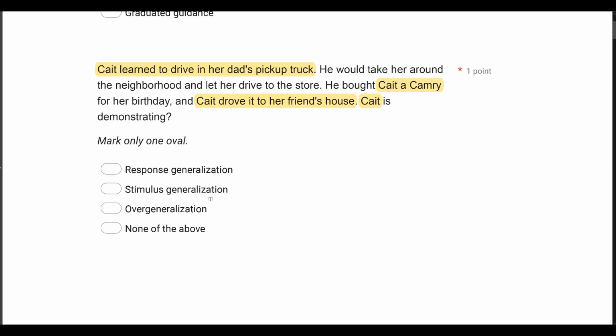She's not overgeneralizing. Overgeneralizing occurs when generalization is happening too often in inappropriate times. It's good that Kate's been able to generalize driving from the pickup truck into her Camry. This means she can drive multiple vehicles. And then D, none of the above. Well, Kate is demonstrating stimulus generalization. For driving, she learned in the pickup truck, and she generalized to the Camry.